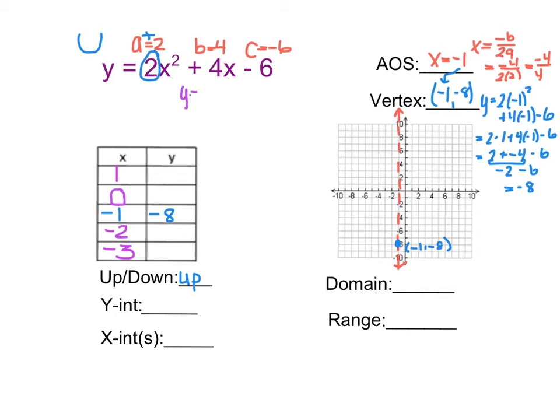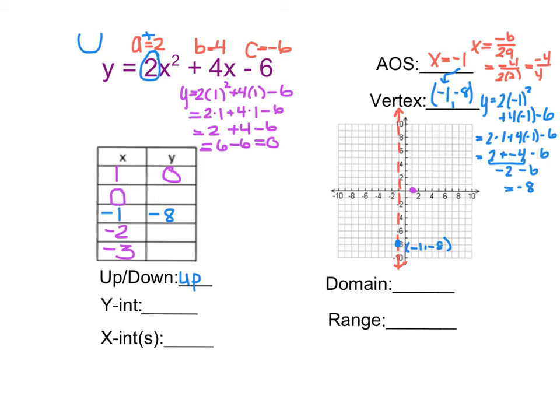So I take y is equal to 2 times 1 squared plus 4 times 1 minus 6. Well, 1 squared is 1, so I can do that exponent first. Then I do my multiplication. So I have 2 plus 4 minus 6. So now we end up with 2 plus 4 is 6, so 6 minus 6 is 0. So we get the point x is 1, y is 0. So that's that point right there.